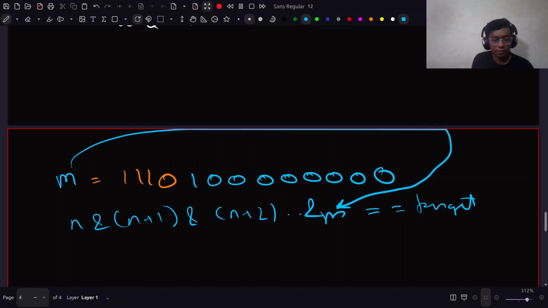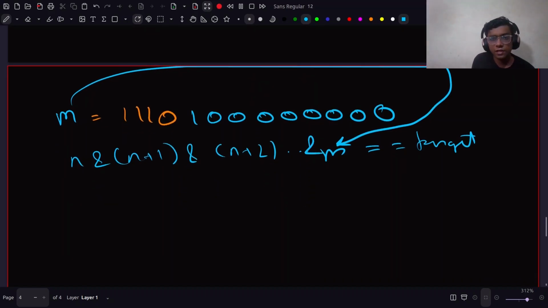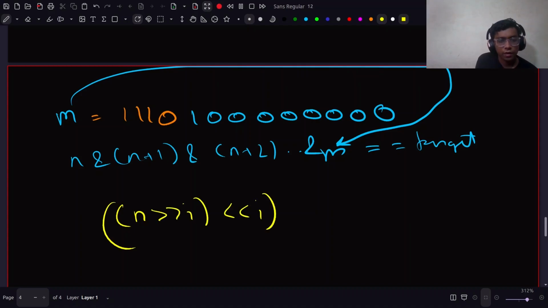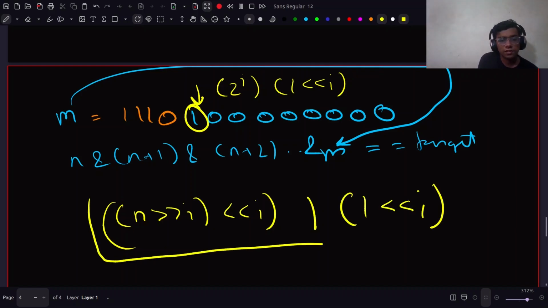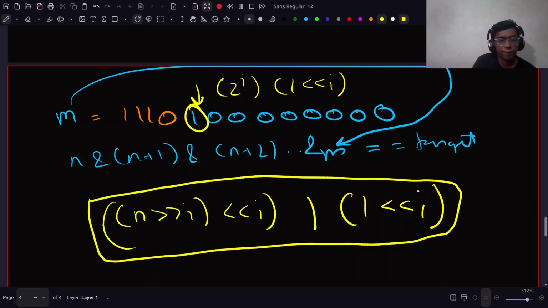And how do we find this m? Basically, we can say that this m is simply our n right shifted by i, left shifted by i, and then this happens at position 2 to the power i, that is, 1 left shifted by i. So this is the value of m.